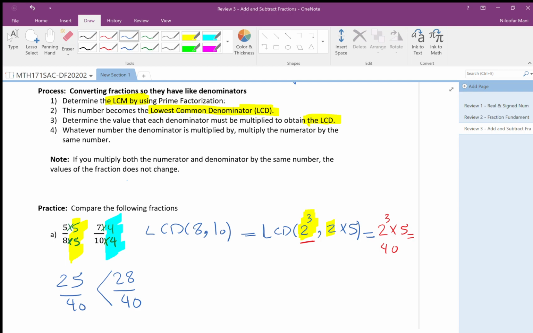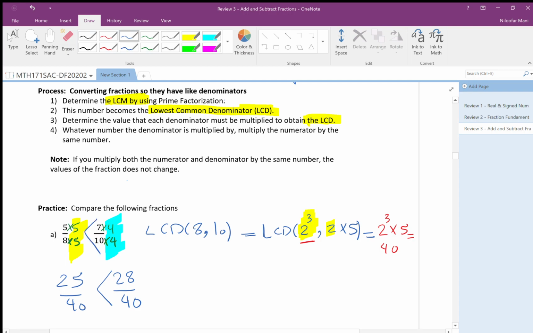One of them, 8, has to go to 40, so I multiply by 5. One of them, 10, has to go to 40, so I multiply by 4. I multiply top and bottom. Of course, I have to change the top as well. Otherwise, I'm changing my fraction. That's wrong. I need to have an equivalent fraction. I need to multiply top and bottom of each fraction by the same number. And then when I have the same denominator, I can compare. One of them 28 apples, one of them 25 apples. I can compare. So that's larger.